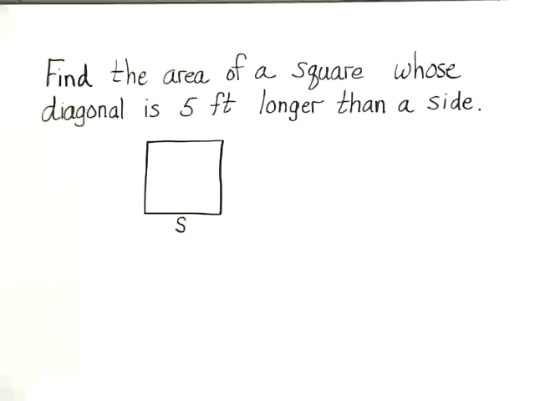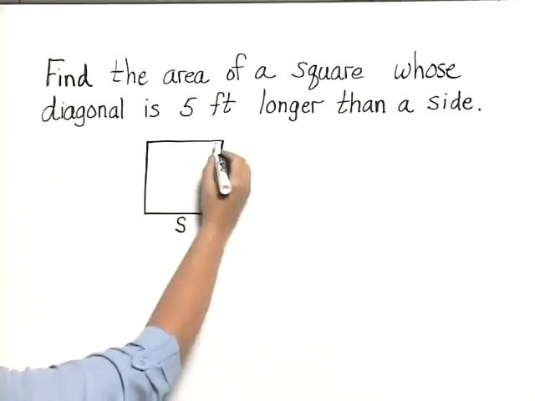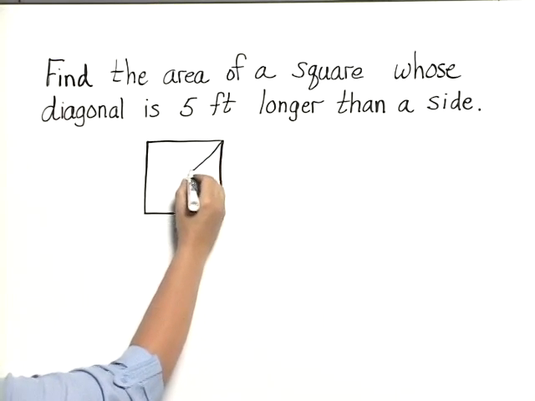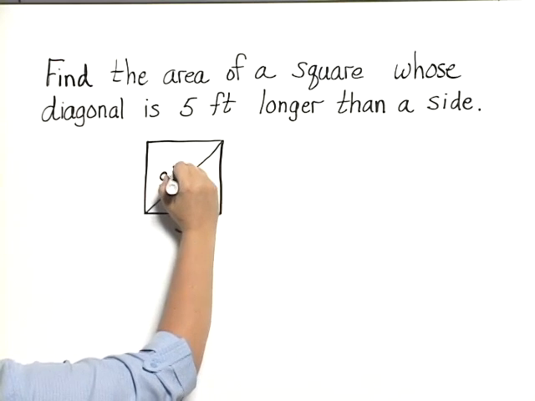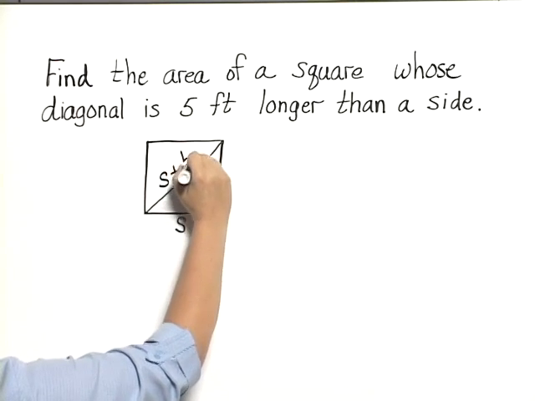Now if we call one of the sides S, the only information we're given is that the diagonal is 5 feet longer than a side. So if we sketch a diagonal, we can label that S plus 5.